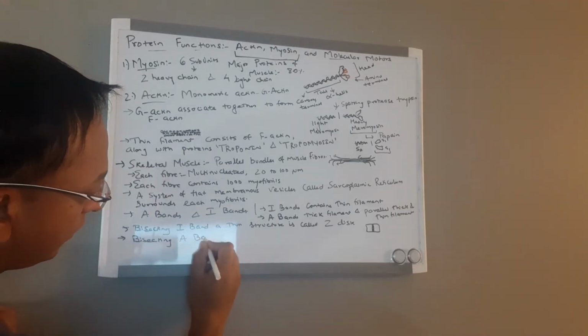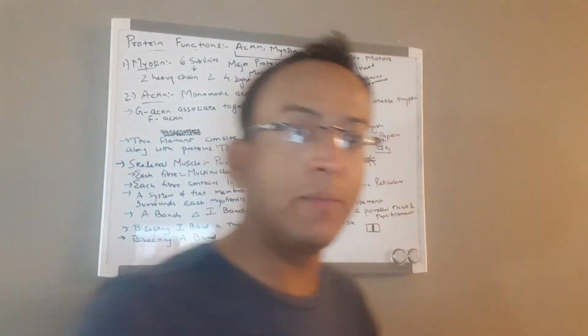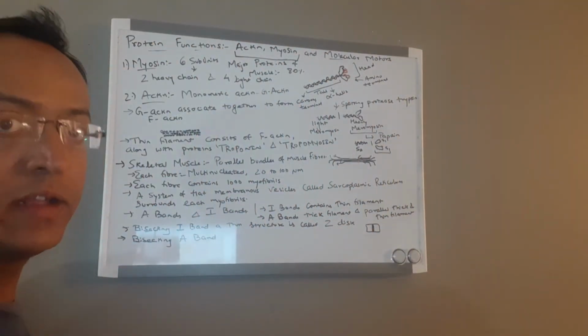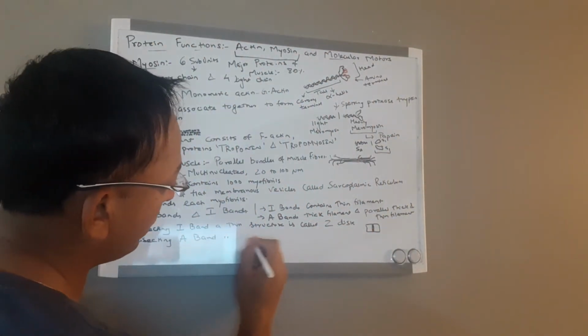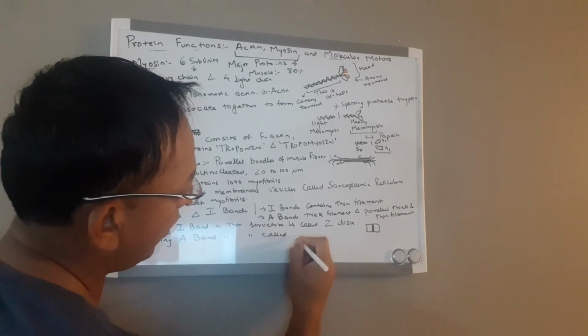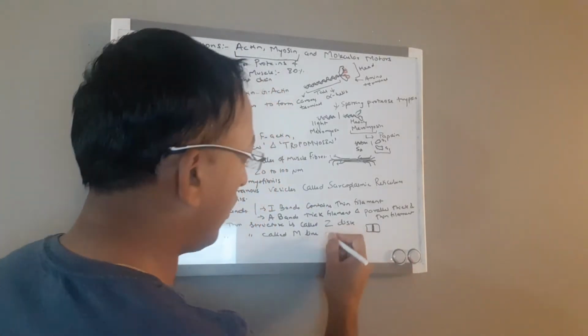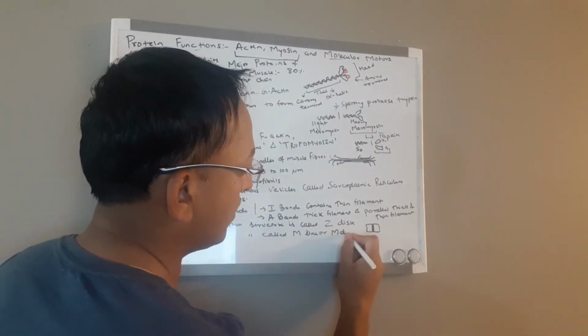Bisecting the A band, what is bisecting it? That is also a thin line, called the M line, or you can also see it called the M disc, Z disc or M disc.